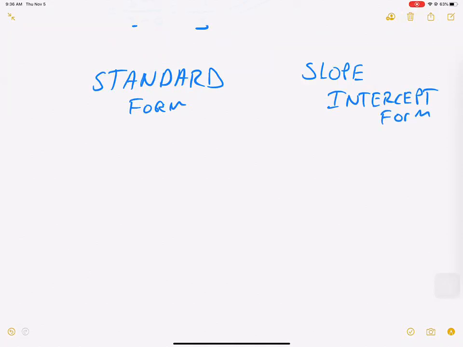Let me write them out real quick. Standard form is ax plus by equals c. Slope-intercept form is y equals mx plus b. The main thing about standard form, almost always a and b are whole numbers. They're not fractions. They're nice whole numbers. And x and y are both on the same side. On slope-intercept form, y is alone, and if you can solve for y, we have our slope and our y-intercept automatically.